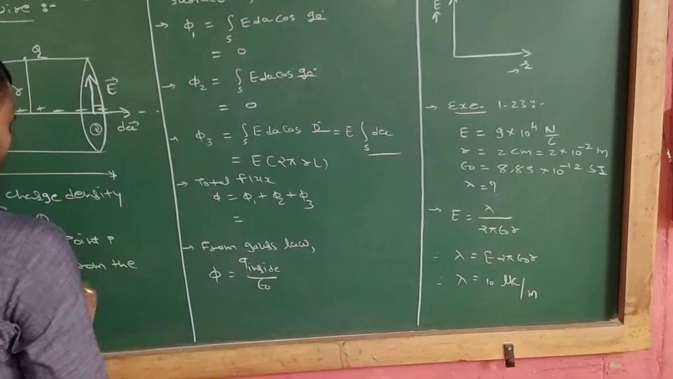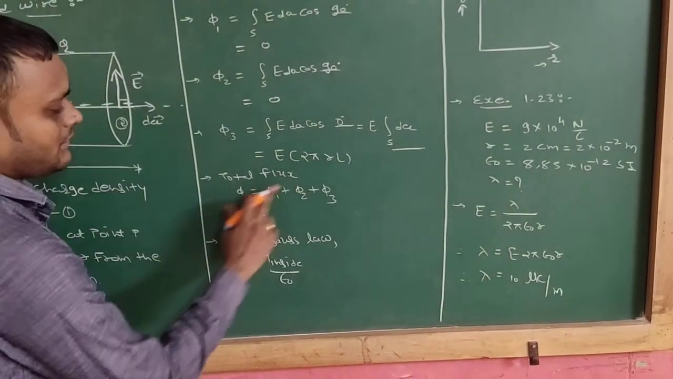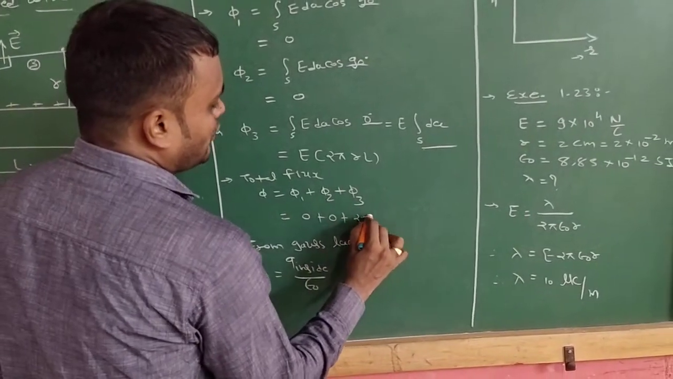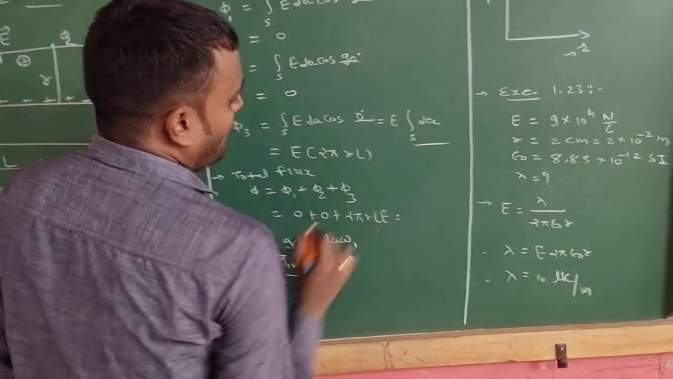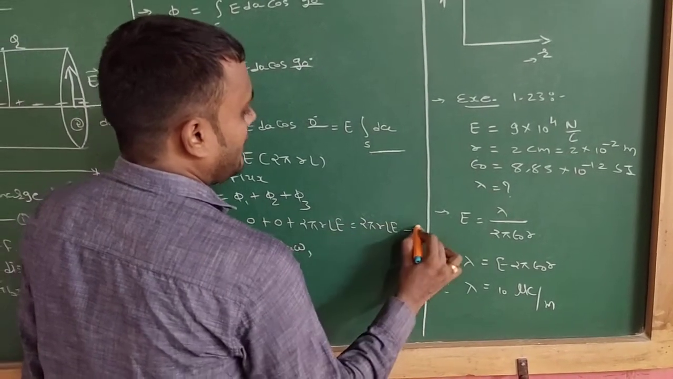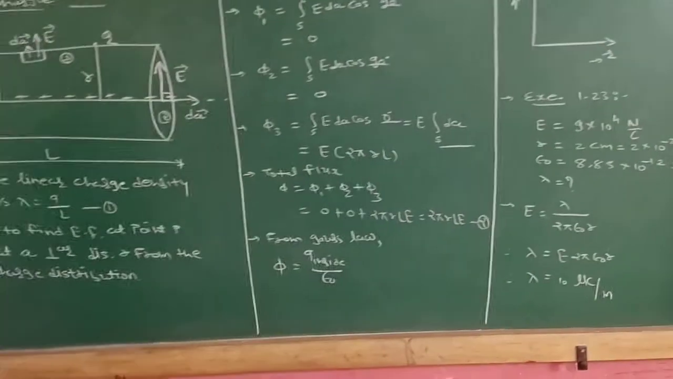This is equation 1. So by adding the total flux we get phi1 plus phi2 plus phi3, which is 0 plus 0 plus 2 pi RL into E, which is equal to 2 pi RL into E. Give it number 2. Give it number 2.